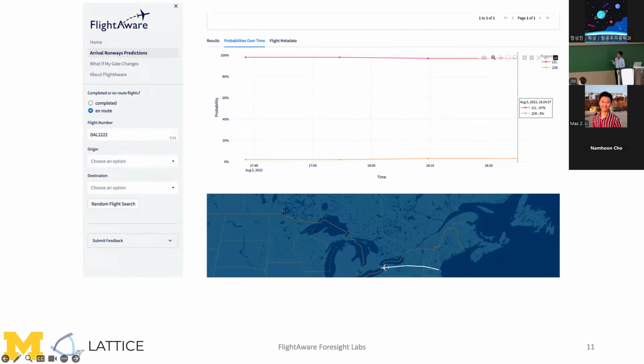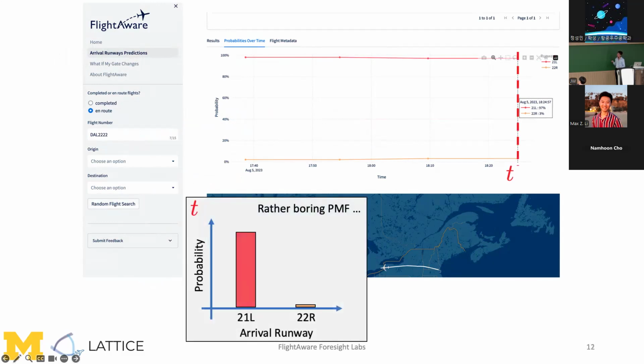This is a screenshot from FlightAware Foresight. One of the tools they have is the arrival runway predictor. You can put in a flight. I actually did this when I was in flight. I was flying from Boston to Detroit, a couple of years ago at this point, on Delta 2222. And you can see what is the predicted arrival runway for this aircraft.